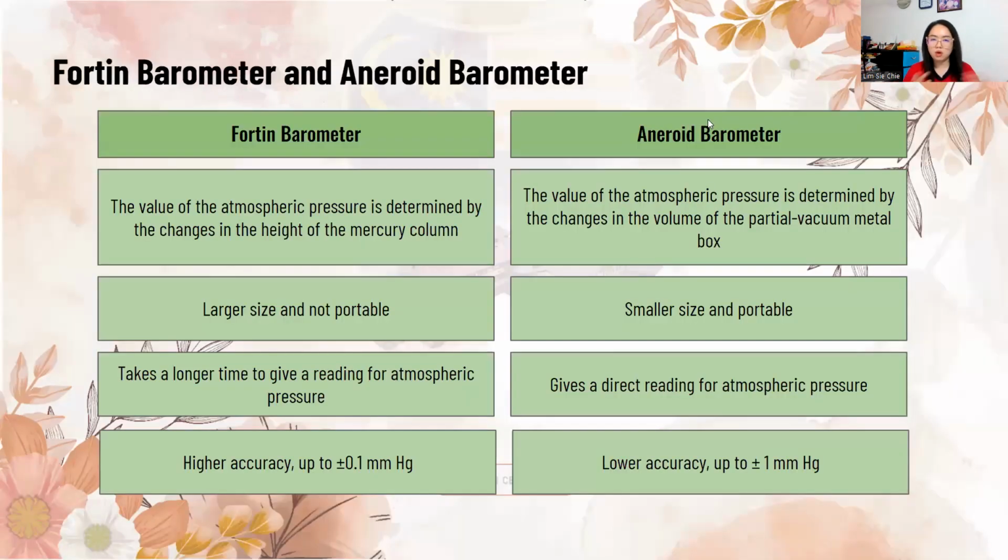Now, compare between Fortin barometer and Aneroid barometer. You have to understand the characteristics of both. This comparison will help you answer questions in Section C or Section B, the essay part, especially when you have to decide what type of barometer is more suitable to measure the atmospheric pressure in what situation. For example, at meteorological centers, for sure the Fortin barometer is more suitable, right? So you must be able to explain and give your justification. Why do you think the Fortin barometer is more suitable?